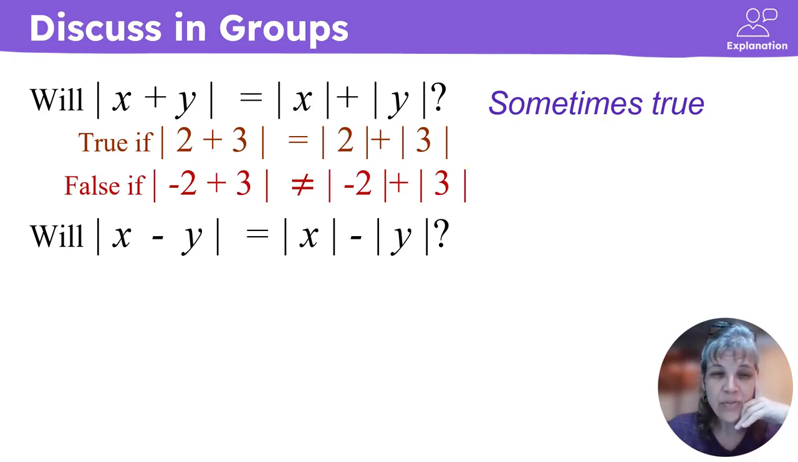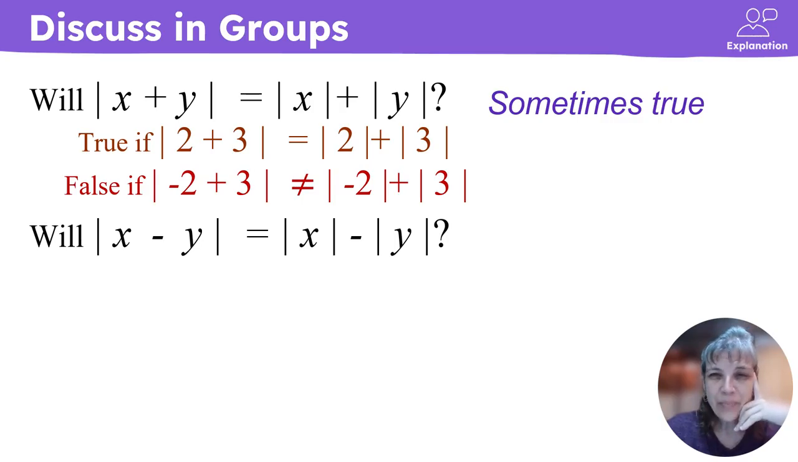But if you change that and you had minus 2 plus 3 inside the modulus, on the left-hand side, we would have a positive 1. On the right-hand side, we would end up with 2 plus 3, which is 5. So no, they're not equal to each other. So sometimes it's true and sometimes it's not true.